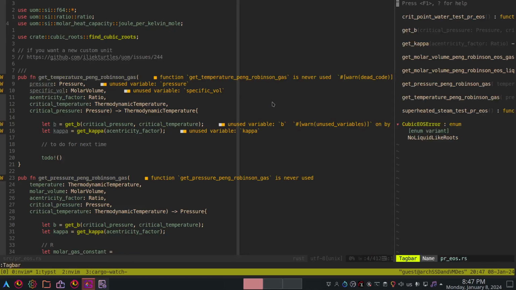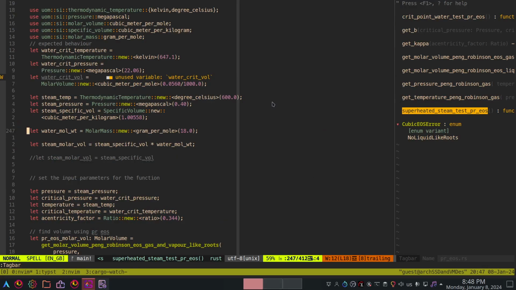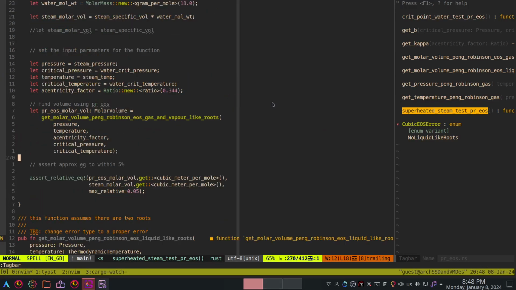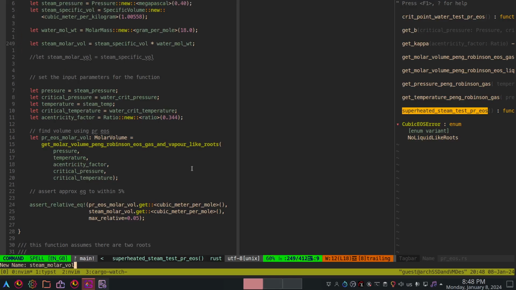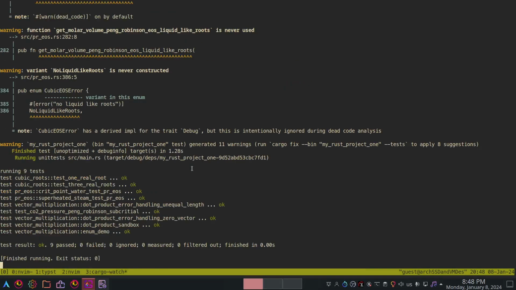Let's open the tab bar and let's go back to our superheated steam test. Okay, so the superheated steam test is here. And it seems that our Peng-Robinson equation of state molar volume is able to match the superheated steam molar volume, the expected one. So let me change this to expected steam molar volume. Expected. So I'm just renaming this. Okay, and it seems to work.